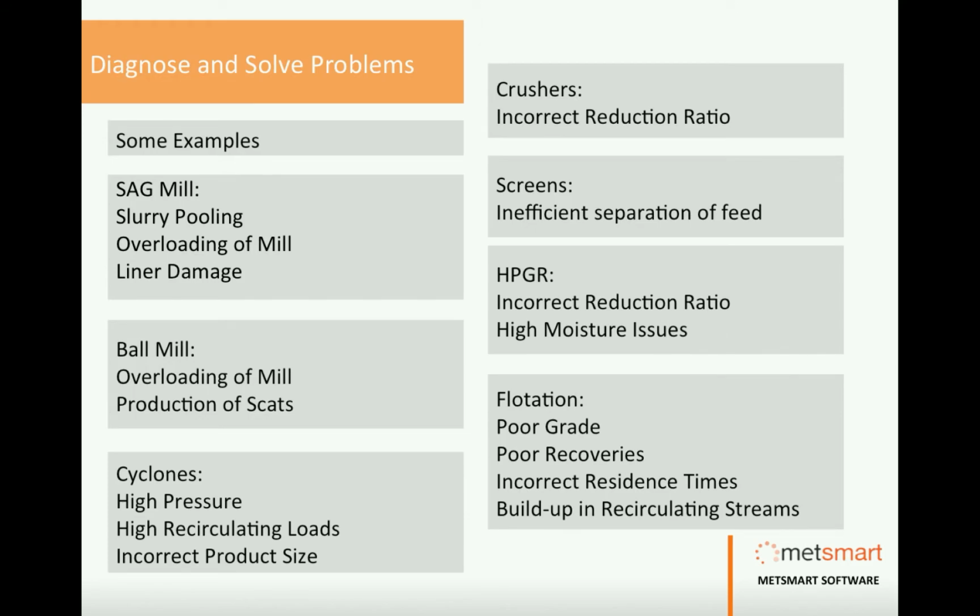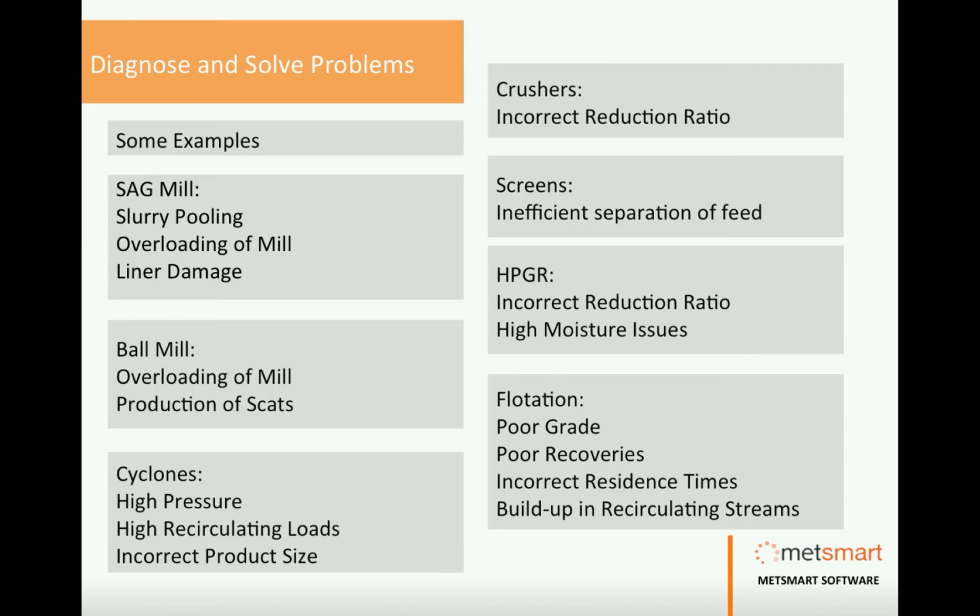Now, after you do a simulation, and this simulation is on a current or future scenario, there are various outputs that you have to study. These outputs include things like, for example, slurry pooling in your SAG mill or the total mill load in your SAG mill. It might include things like the pressure of your cyclones, the recirculating loads around your cyclones, the final product size of your plant. When you do a simulation, these outputs are important to note.